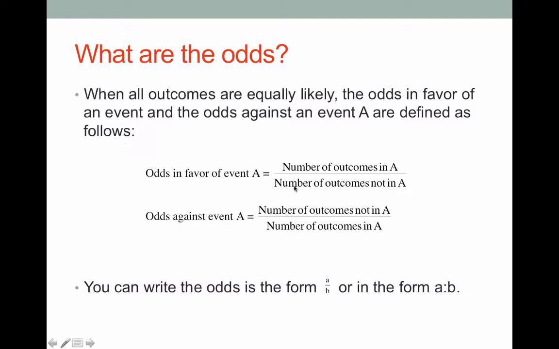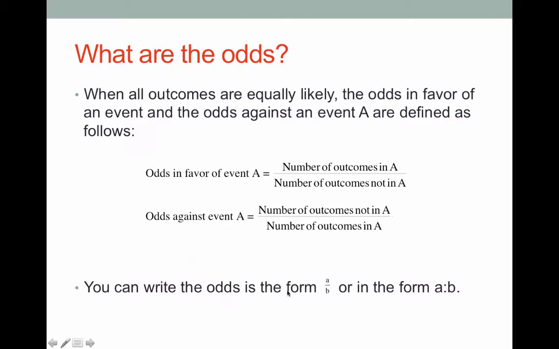and the number of outcomes not in A. Okay, so we don't have a denominator of the total number of outcomes anymore. The denominator is the total number of outcomes that are not in A. Okay, now the odds against A is the number of outcomes not in A over the number of outcomes in A. So it's the reciprocal of the odds in favor.